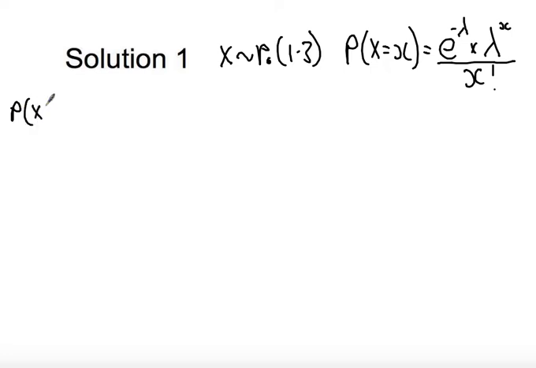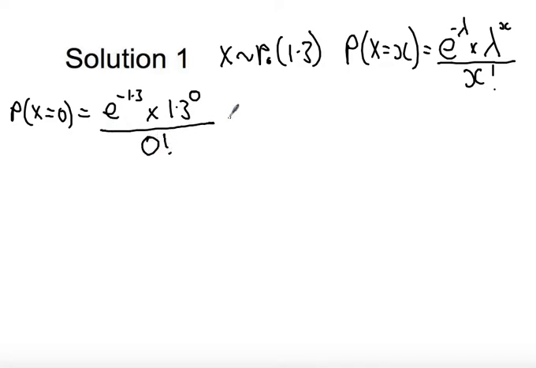So if I calculate the probability X is equal to 0, we get e to the minus, well, our lambda value is 1.3, times by lambda, which is 1.3, to the power of this x value, which is 0, over 0 factorial. If we put this into a calculator carefully and work through, we should get an answer of 0.2725 to 4 decimal places. And in today's video, I'll be working to 4 decimal places consistently.